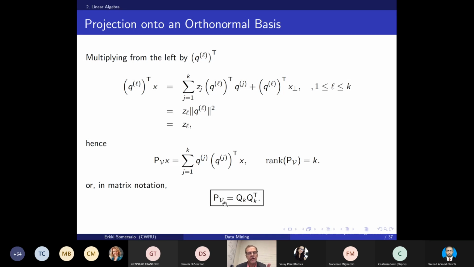So it is a square matrix, and its rank is k because every vector here is a linear combination of these qj's, where j is running from 1 to k. So the dimensionality of the image is always k. And so therefore I know that this PV is a rank k matrix, and this is how you form it by using the matrix qk.